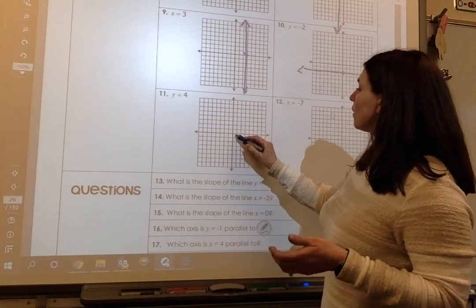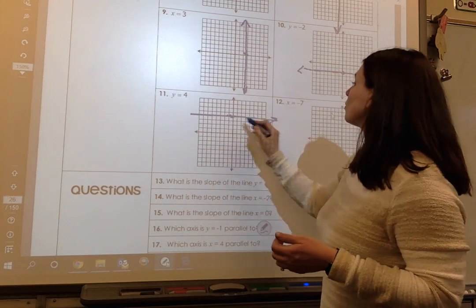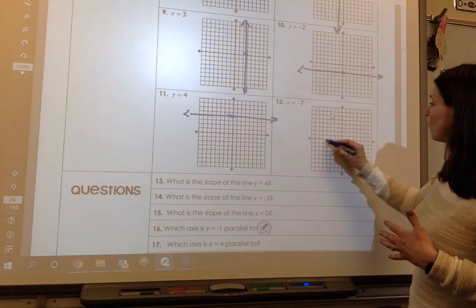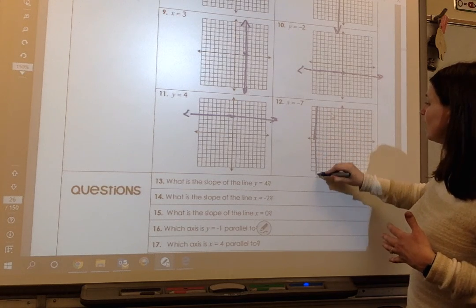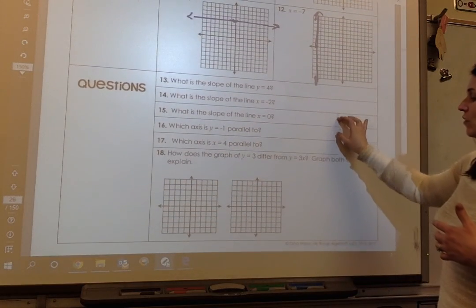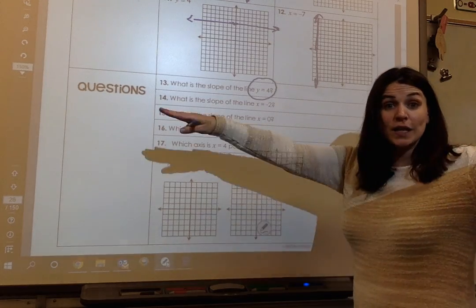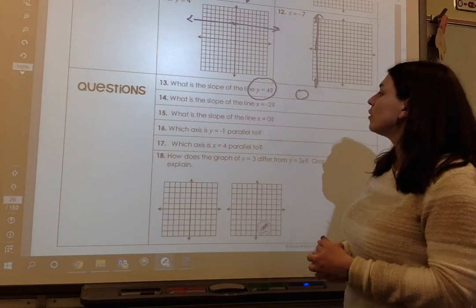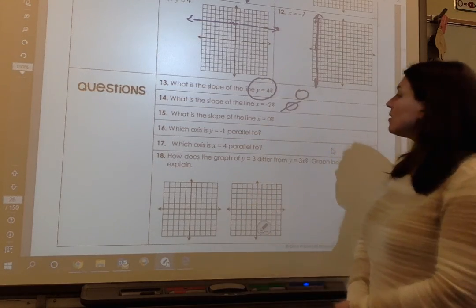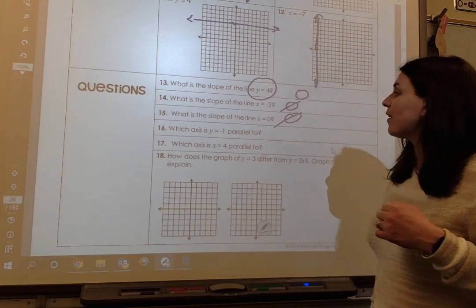Number 11, y equals 4, so I go to 4, 1, 2, 3, 4. He is alive, so he is zooming straight across. X equals -7, so x-intercept is 1, 2, 3, 4, 5, 6, 7. He's dead, so he's up and down. So if I answer these questions quickly, what is the slope of the line with y equals 4? 0. What is the slope of the line x equals -2? Bad situation, it's undefined. What is the slope of the line with x equals 0? He's dead. Bad news. Undefined.